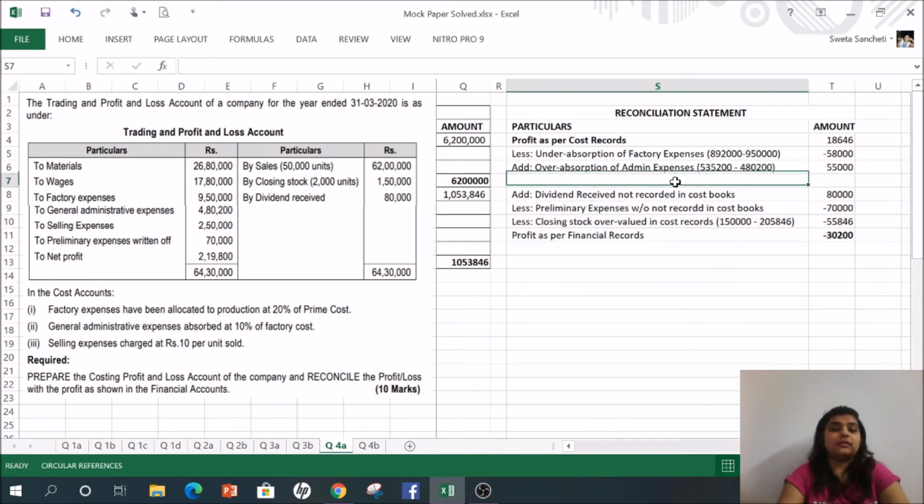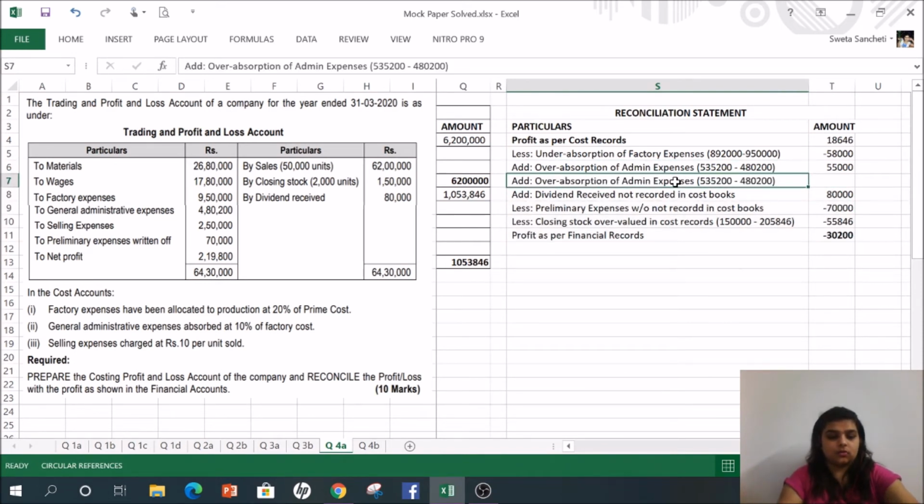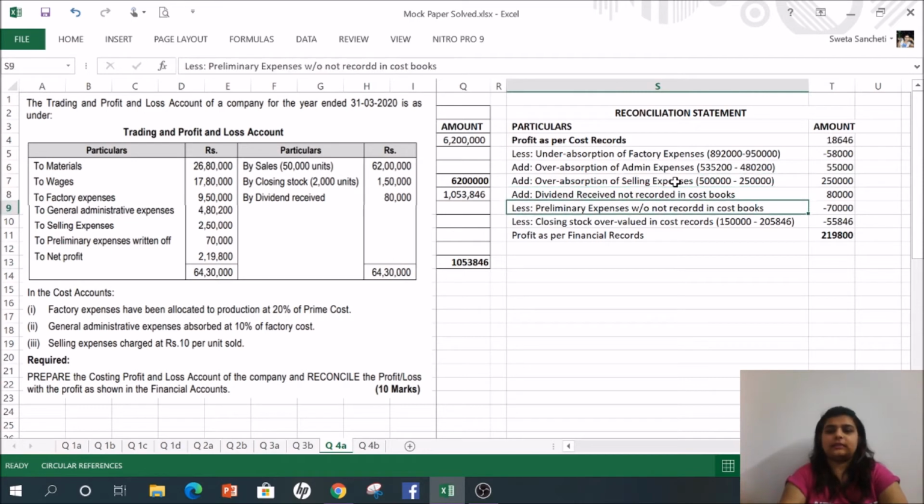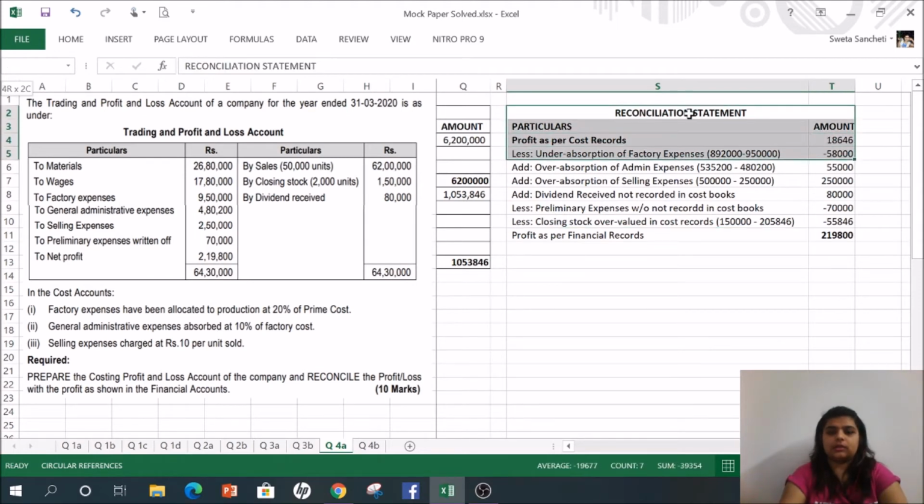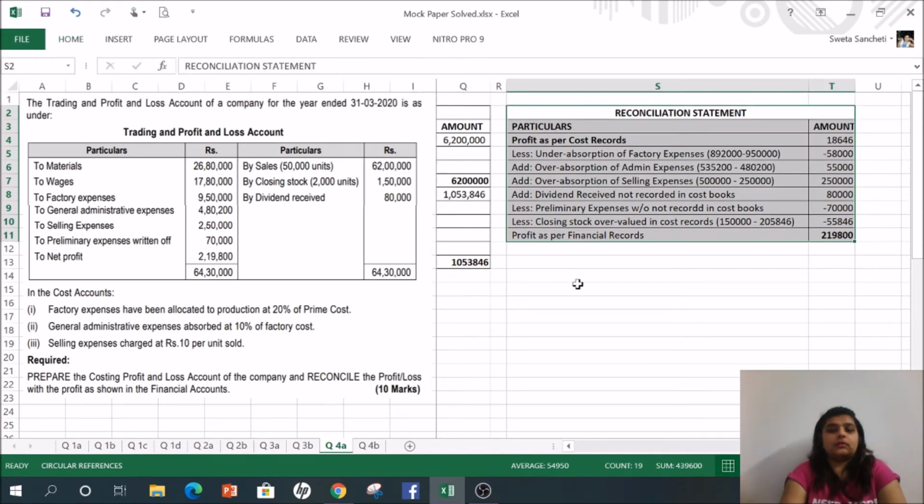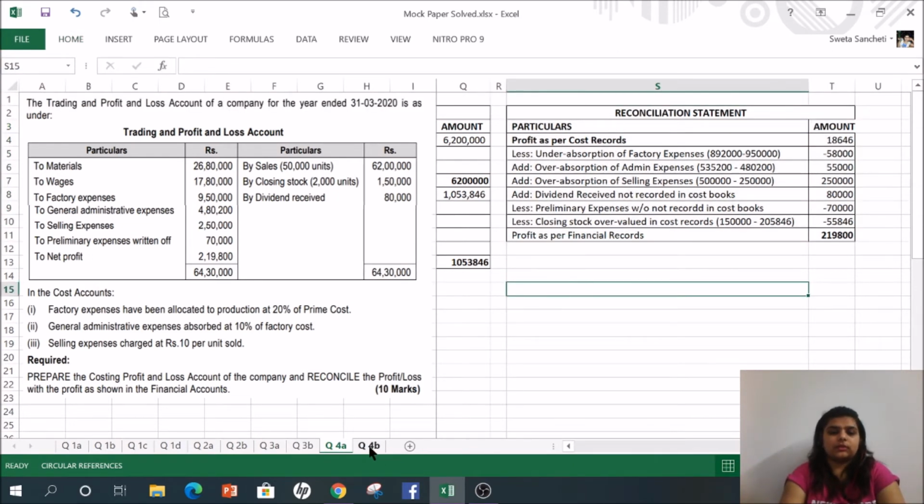Now again, this is over absorption. So add the over absorption of selling expenses. That is 5 lakh minus 2,50,000. So that is equal to 2,19,800. That is our profit as per trading P&L. So this is our reconciliation statement. Done with this question, let us go ahead to the next question, that is 4B.